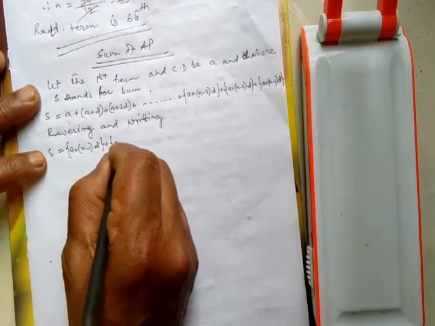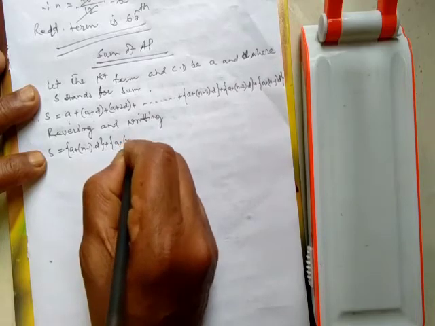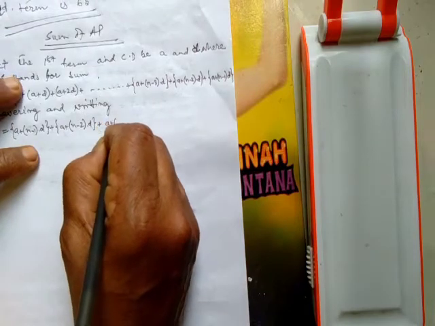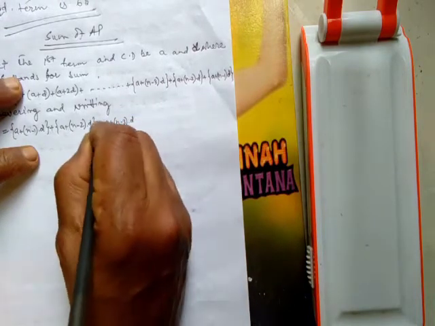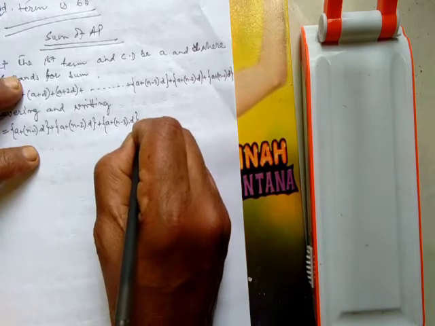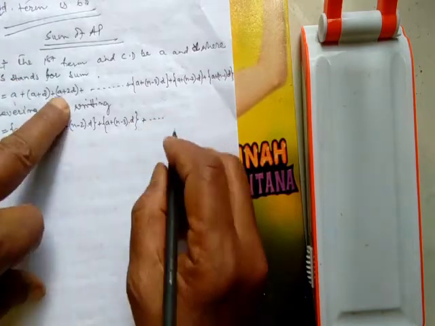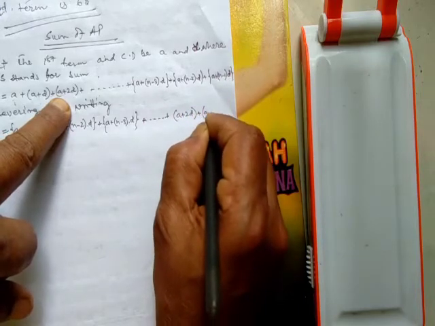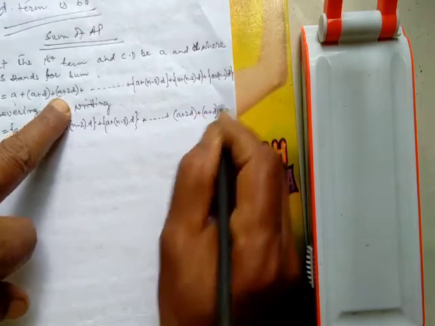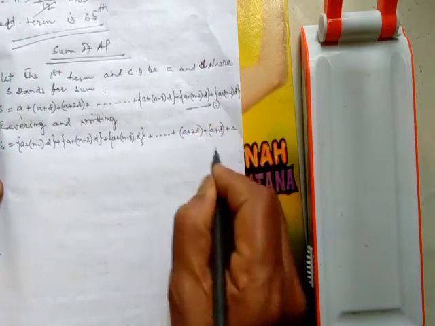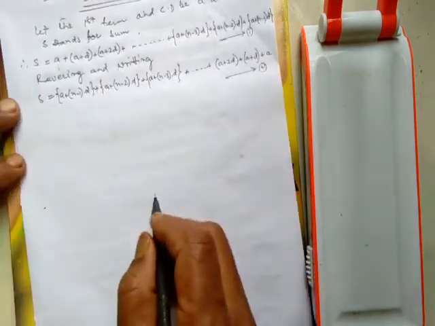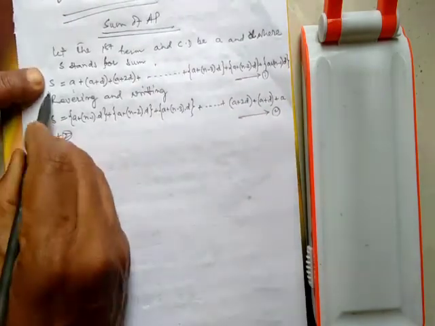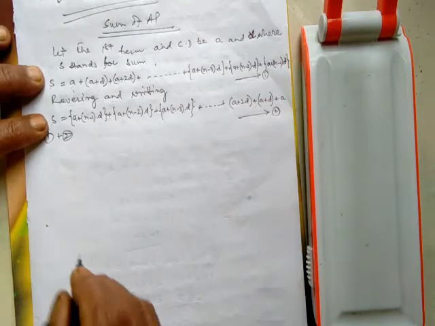Last second term, a plus (n minus 2) into d, plus last third term, a plus (n minus 3) into d, plus ... a plus 2d, a plus d, plus a. This is 1 and this is 2. I will add 1 and 2. Thus you will get S plus S, 2S.